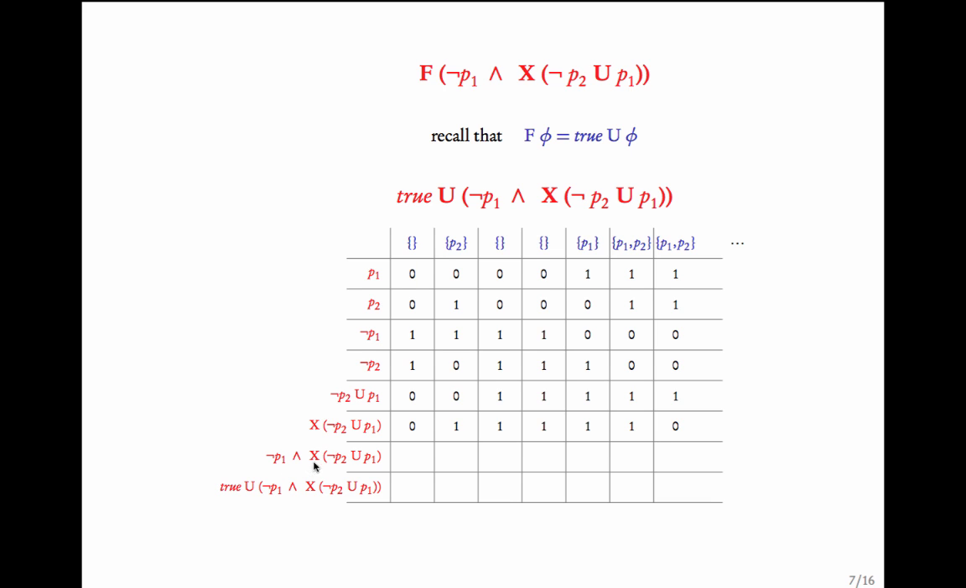This entry is going to be the AND of this entry and not P1. So what it is going to be here, it is 0 here, so it will be 0. Here it is 1 and 1, 1. Here it is 1 and 1, 1. Here again it is 1 and 1, 1. Here it is 1 and 0, 0. 1 and 0, 0. 0 and 0, 0.